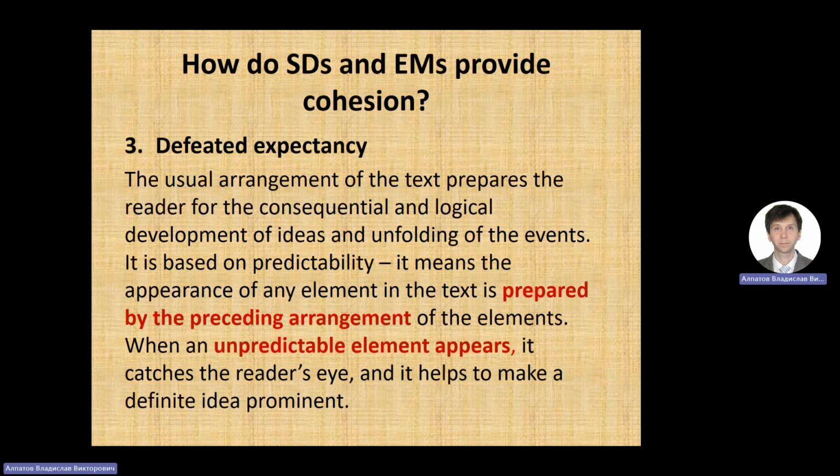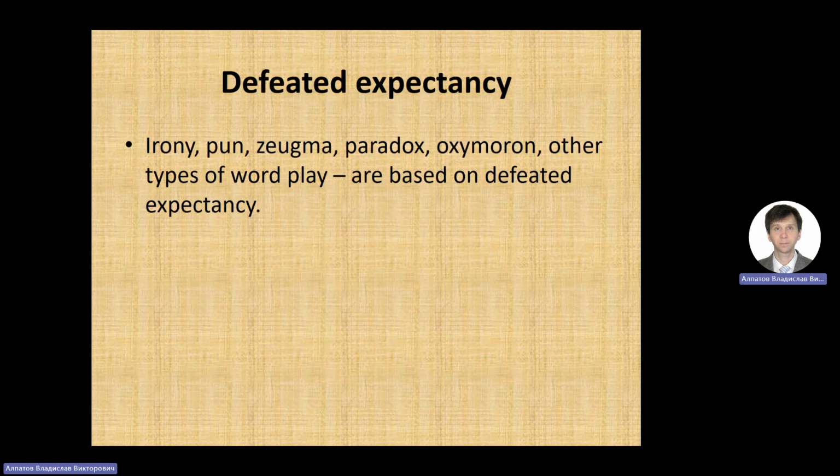And what is usually based on the effect of defeated expectancy are different types of wordplay. Puns, zeugmas, paradoxes. Why is paradox so paradoxical? I'm sorry for the pun, right? It is because we don't expect the second part to contradict what was said in the first part. And this is defeated expectancy. Irony, pun, zeugma, paradox, oxymoron, other types of wordplay, they're based on defeated expectancy.